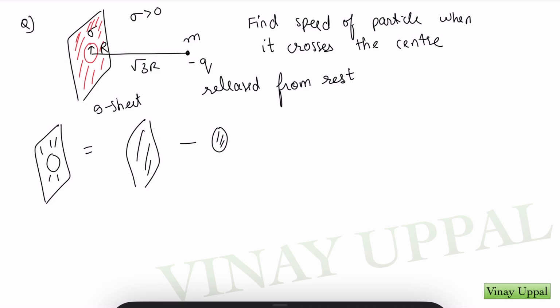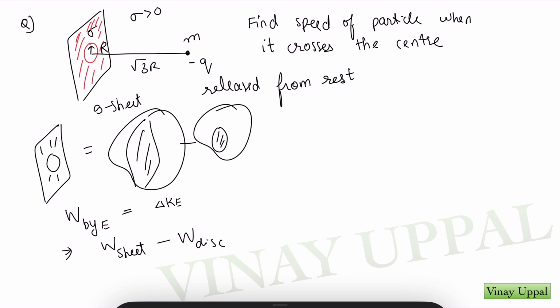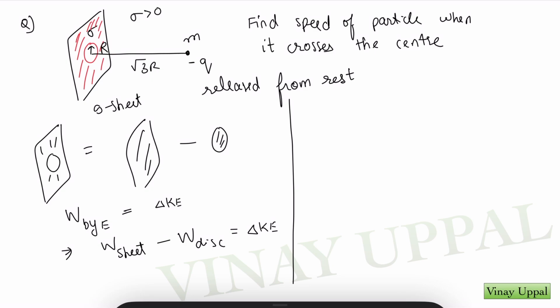So firstly, can I write the work energy theorem: the work done by the electric field should be equal to the change in kinetic energy? Now work done by the electric field, I'm going to write as work done by the infinite sheet minus work done by the disk, because my situation can be treated as the infinite sheet minus the disk. So this should be equal to the change in kinetic energy. So work done by the sheet is very easy to write because the field is a uniform field. Can I write the work done by the sheet?